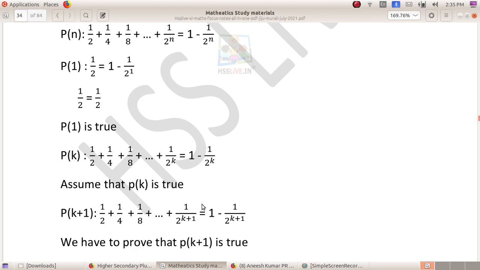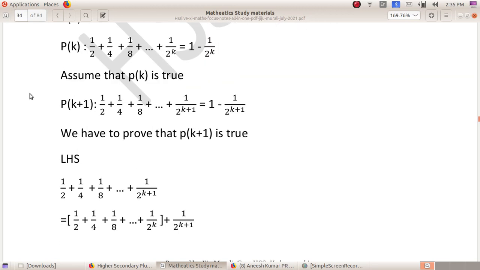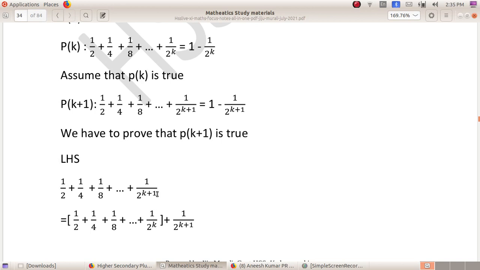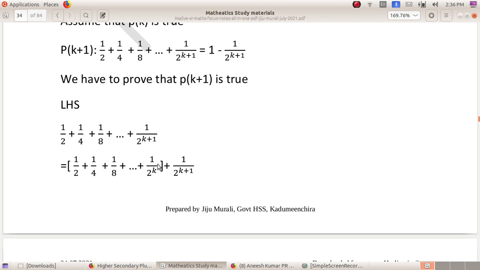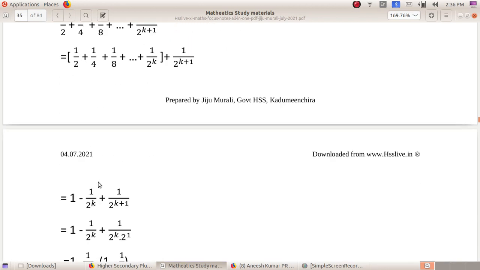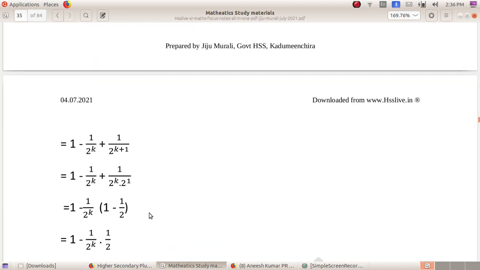For that we take the left-hand side. As in all such questions, the left-hand side is this one. The just-previous term is 1/2^k, so the sum up to it is P(k). That is proved by our assumption: 1 − 1/2^k. Then plus this term, 1/2^(k+1). So we have 1 − 1/2^k + 1/2^(k+1).